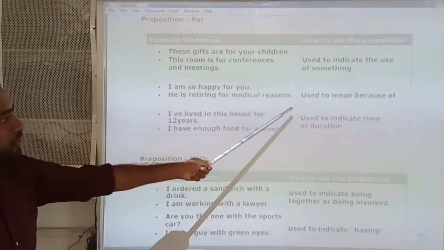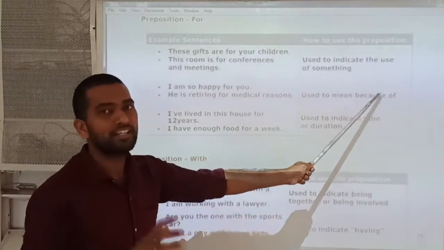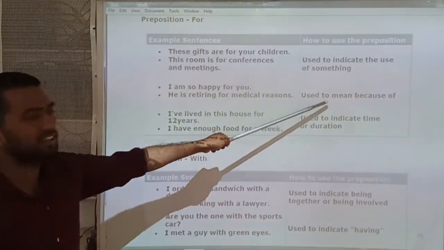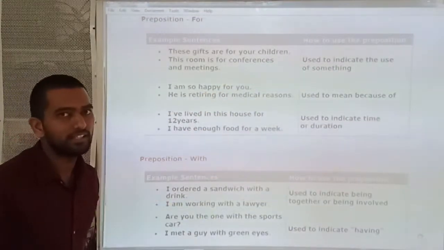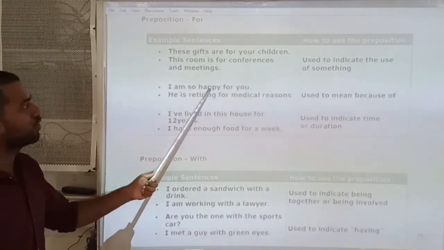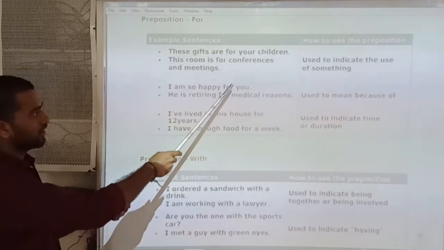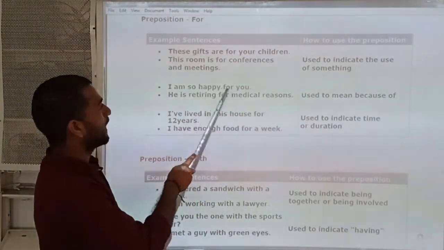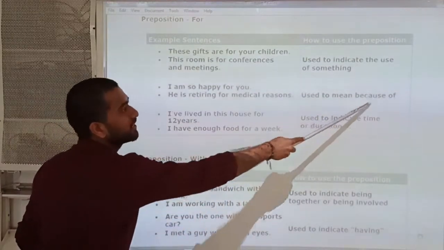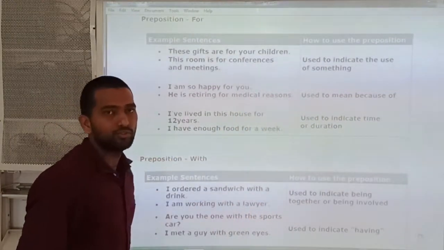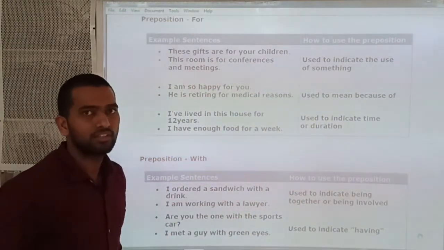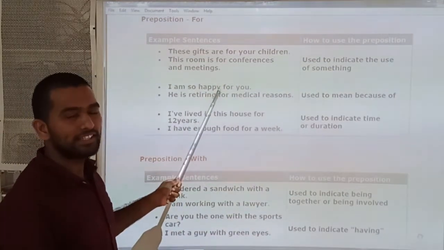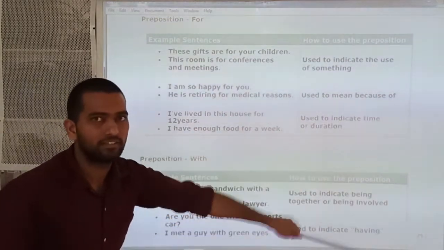Next, use it to mean because of. So this is a little bit similar to the first point. See the examples. I am so happy for you. It means you have done something and something has happened to you, that is why I am very happy. So because something has happened to you, I am happy. So this sentence indicates the because of meaning.